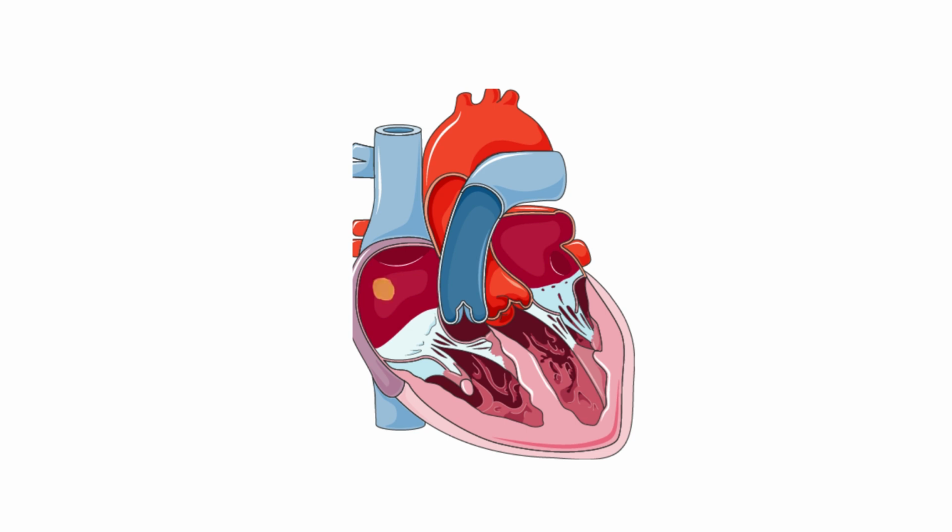Critically, the SA node as well, which is the heart's natural pacemaker, is situated right here at the junction between the superior vena cava and the inferior vena cava.